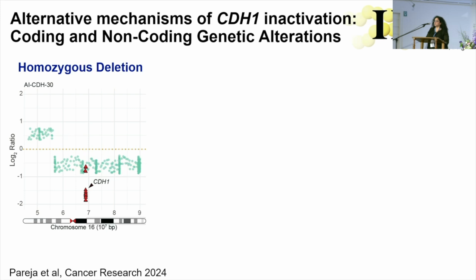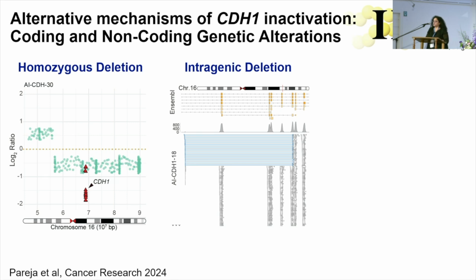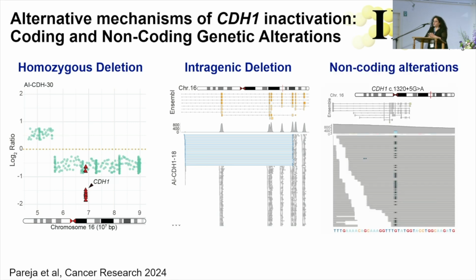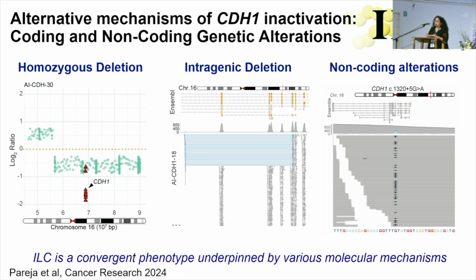We also conducted the reanalysis of targeted sequencing data, and we observed that some of these cases did not have mutations in CDH1, but had other genetic alterations, such as, for example, homozygous deletions in this case, where both alleles are gone, or intragenic deletions of CDH1, where important exons of CDH1 that encode for key domains of the protein are deleted, and this was associated with LOH of the wild-type allele. And we had a fascinating observation that a subset of these cases had non-coding genetic alterations in CDH1, also associated with LOH, lending further support to the notion that ILC is a convergent phenotype that is underpinned by various molecular mechanisms.